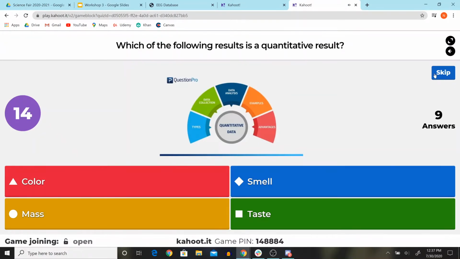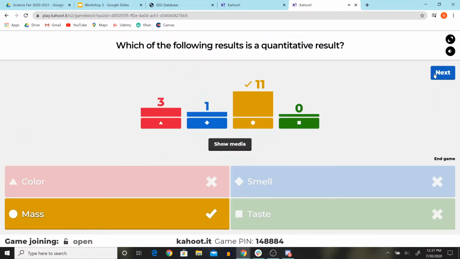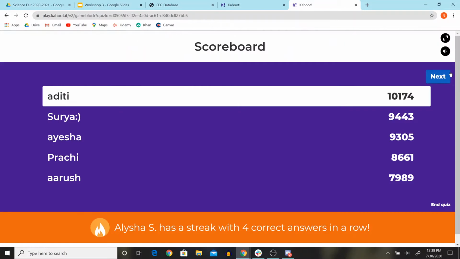So which one of these is quantitative? Color, smell, mass, or taste? Okay, so the color one, I assume you guys chose that one from the last one, but yeah, quantitative, right? Mass is a quantity that you can measure.